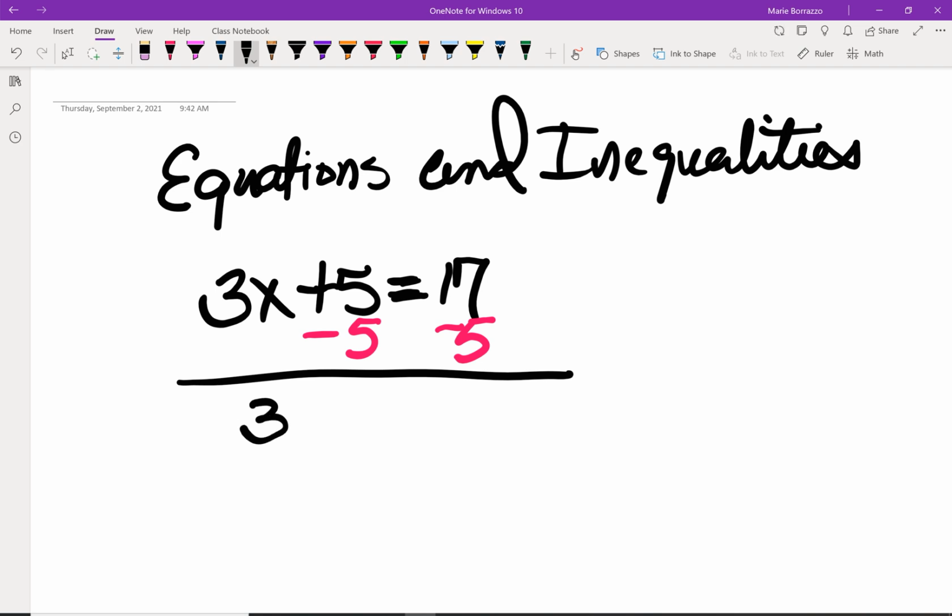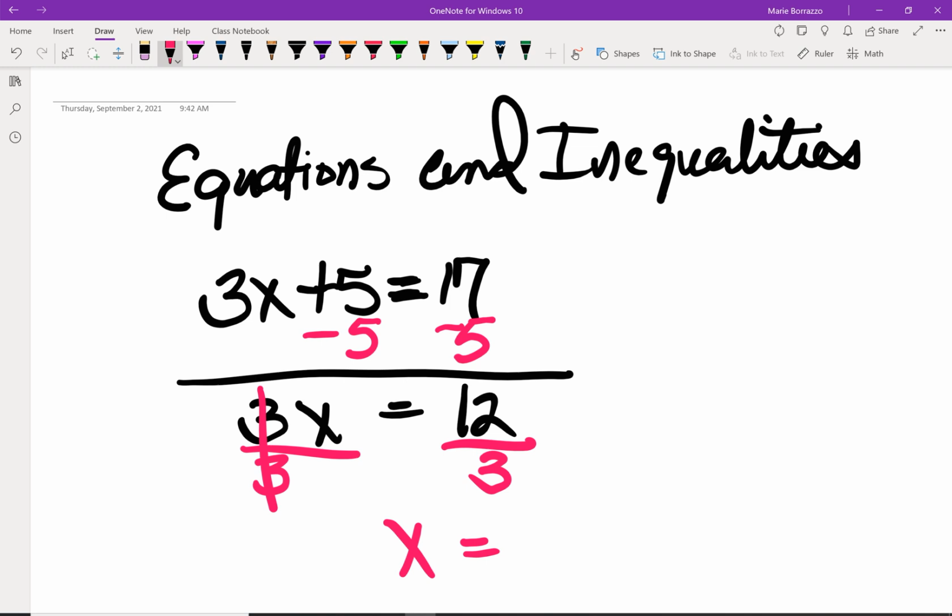This leaves me with 3x = 12, and at this point we're back to square one, where I divide by 3 on the left and I have to divide by 3 on the right, canceling this out on this side and leaving x = 4, which is your solution.